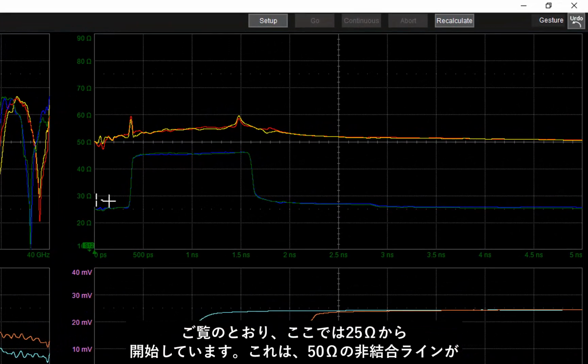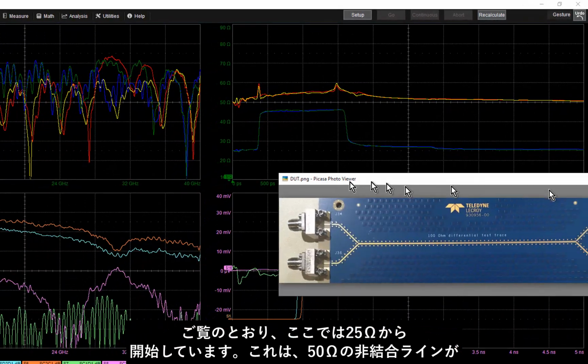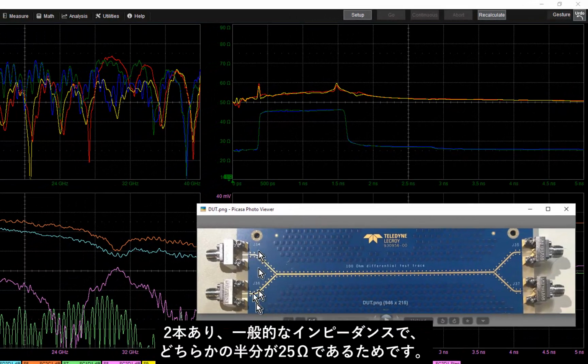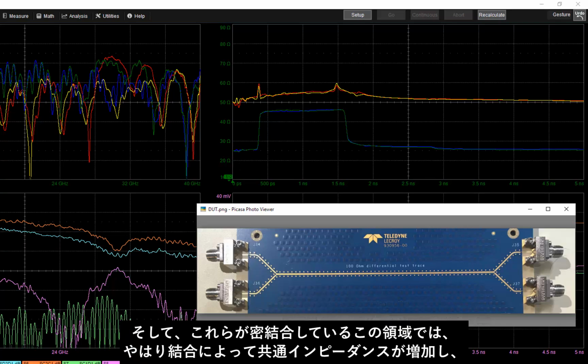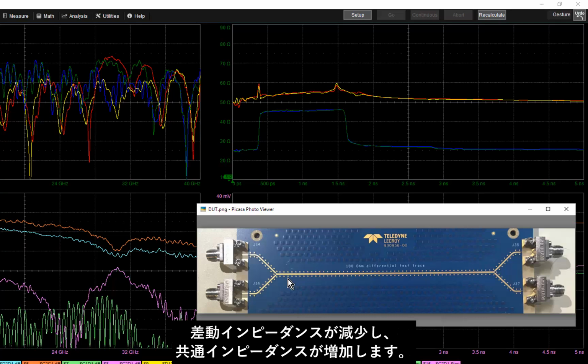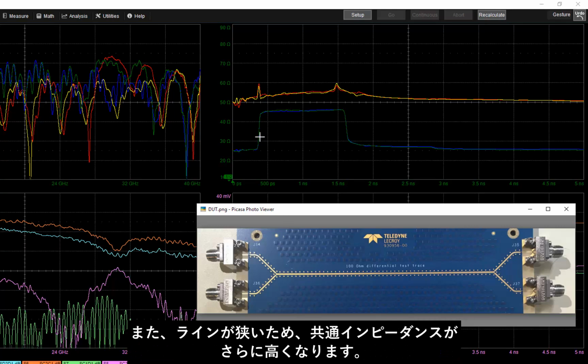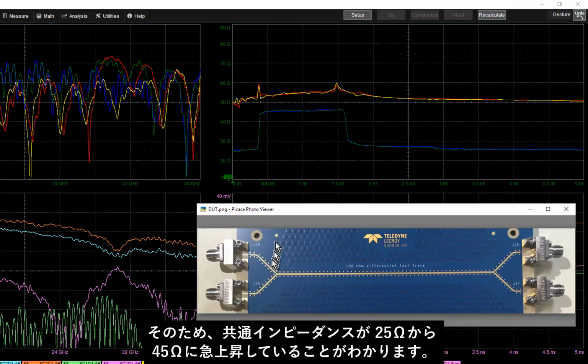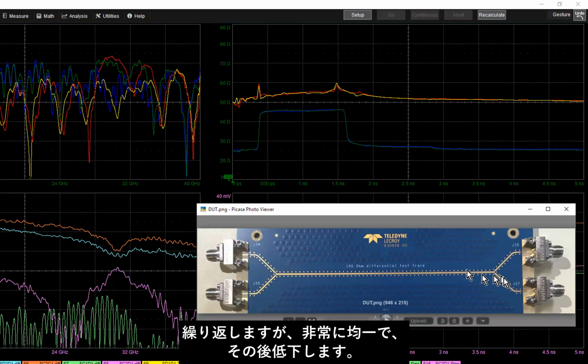And you can see we start out here at 25 ohms because we have two 50 ohm uncoupled lines. The common impedance is half of either one, 25 ohms. And in this region where they're tightly coupled, again, the coupling will increase the common impedance, it'll decrease the differential impedance, and we have narrower lines, which means even higher common impedance. And so we see the jump in common impedance from 25 ohms to 45 ohms. Again, very uniform, and then it drops down.